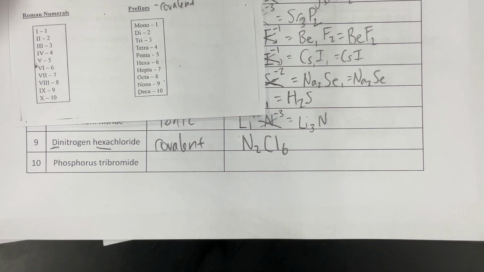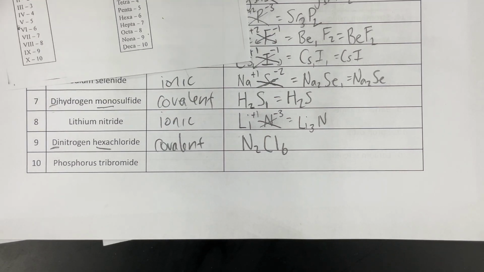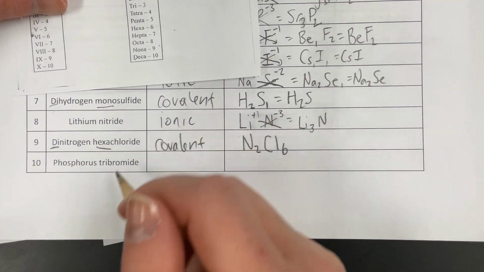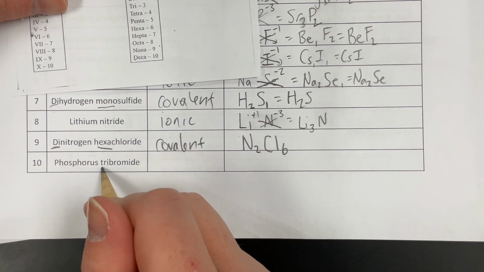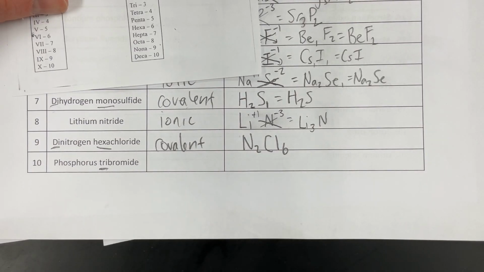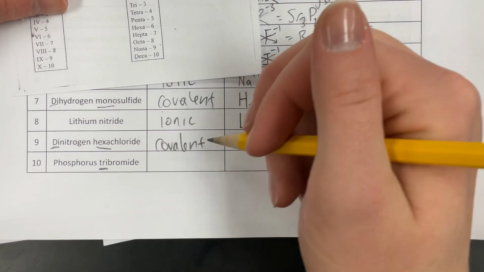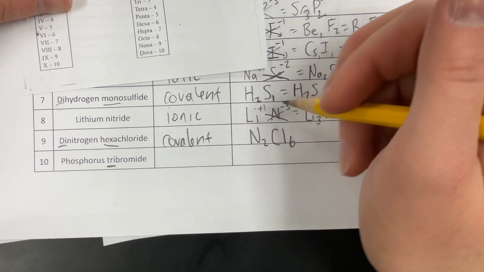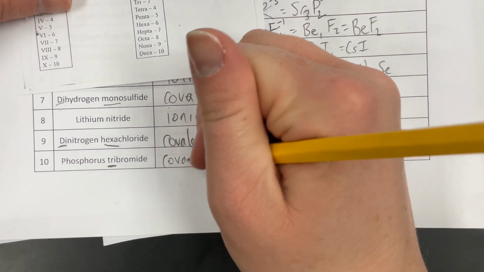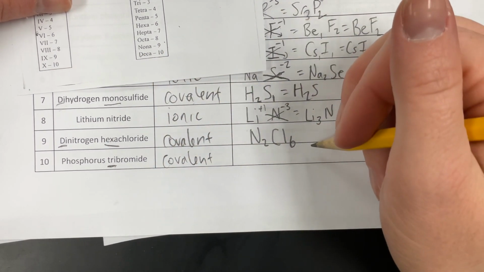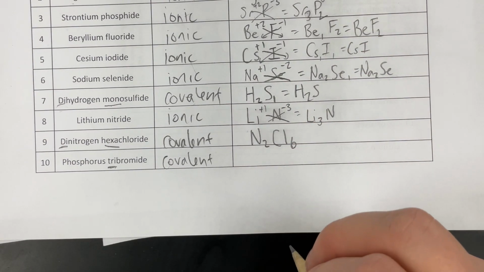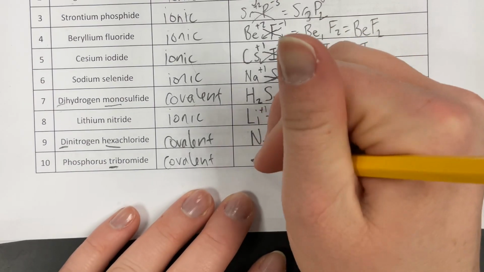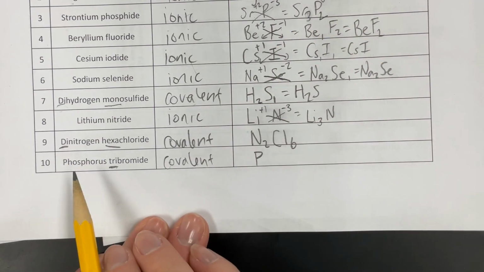Last but not least, phosphorus tribromide, I think is how you would say that. Because it has that tri in front of it, we know it's what kind of bond? Yeah, we know it's covalent. Okay, the symbol for phosphorus on the periodic table is what? P.